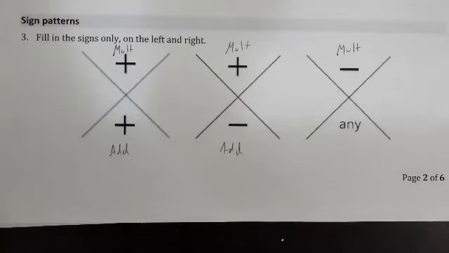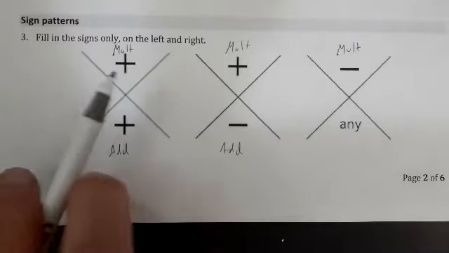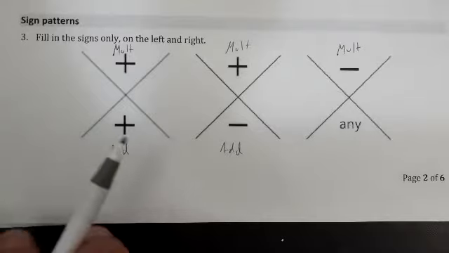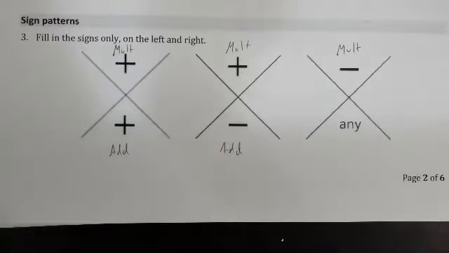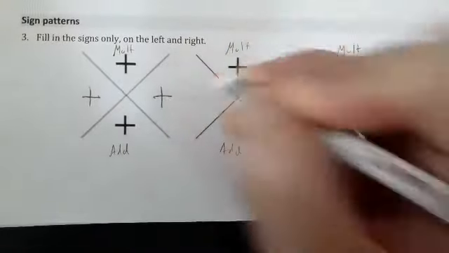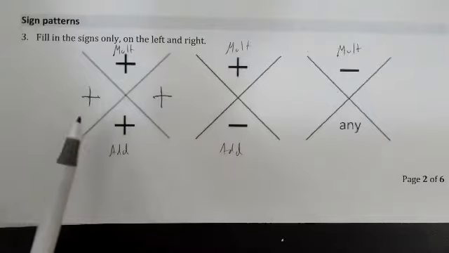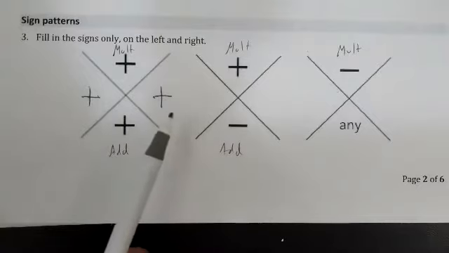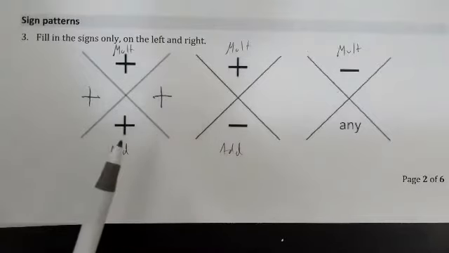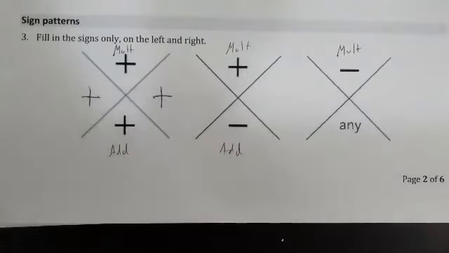So fill in signs. What are they saying here? They're giving us signs and asking us, we have two things that multiply to a positive, and they're going to add to a positive. They would have to both be positive numbers. So in order to multiply to a positive, they're either both positive or they're both negative. If they're going to add to a positive, then they have to both be positive.